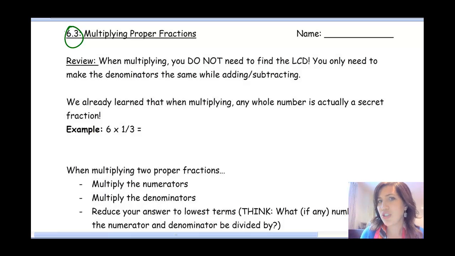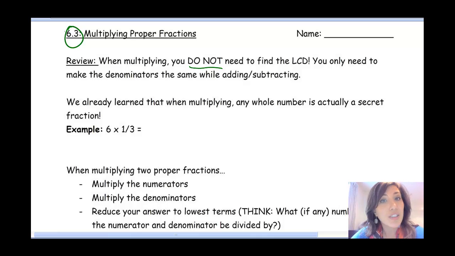So a couple things just to recap and make sure we're all on the same page. The first thing is that when we multiply fractions, you do not need to find the lowest common denominator. You only need to find the LCD when you are adding or subtracting fractions.